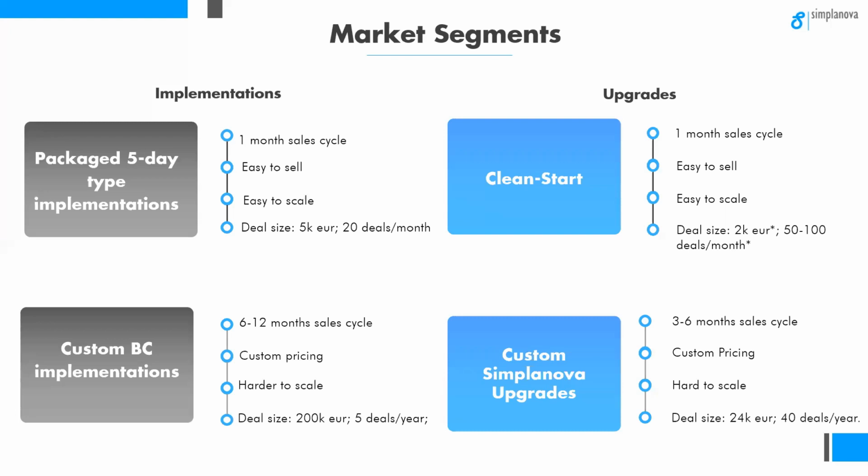And we can take in comparison, on average, custom BC implementation takes way longer. It takes from roughly half a year to a year, or even longer. You cannot use any online calculators for that. You need to spend quite a lot of time to set a scope with the client, to do all this analysis and give a custom pricing. And this is one of the reasons why it's hard to scale, because you need to spend a lot of time and resources on one project compared with the package 5-day type implementations.